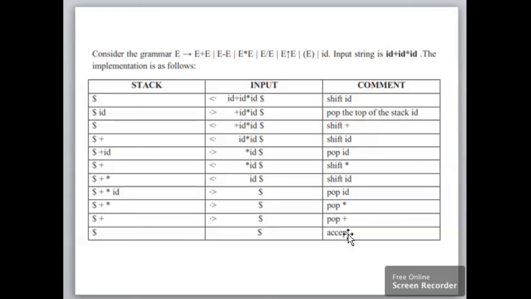Secondly, I need to remember the three precedence relations, that is less than, greater than, and equal to, where A less than B represents that A yields precedence to B. A equal to B means both have the same precedence, whereas A greater than B means A takes precedence over B. Next step, based on these precedence relations, I need to construct a table, and as per the rules that we have already seen, we need to put the precedence relations, that is the left hand side and the right hand side input.